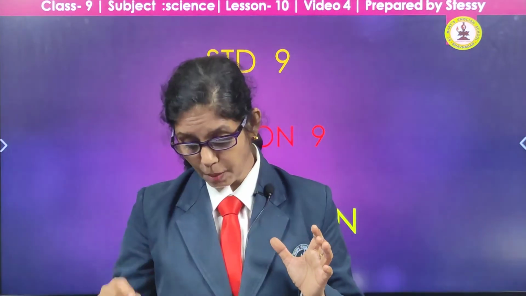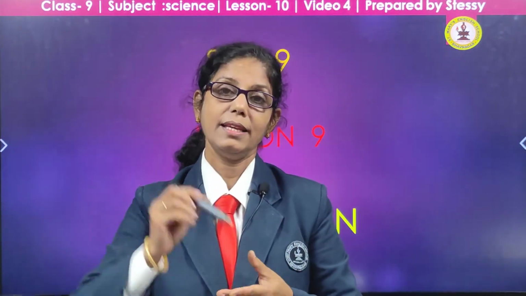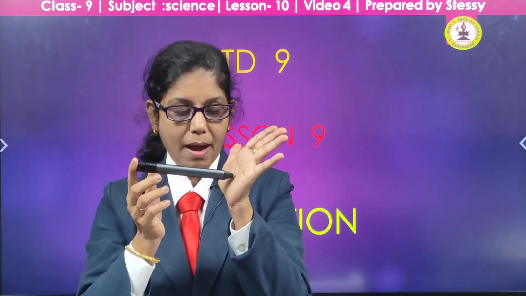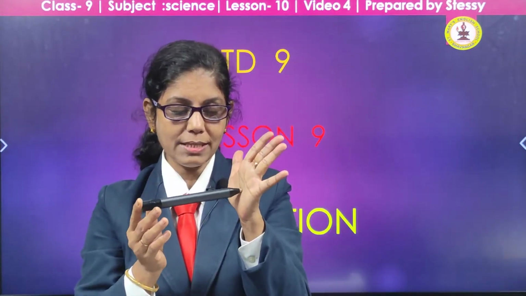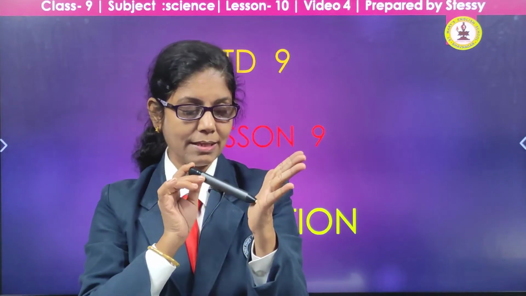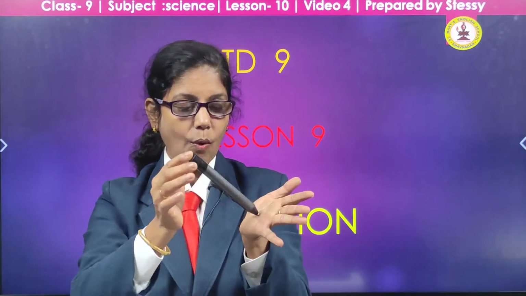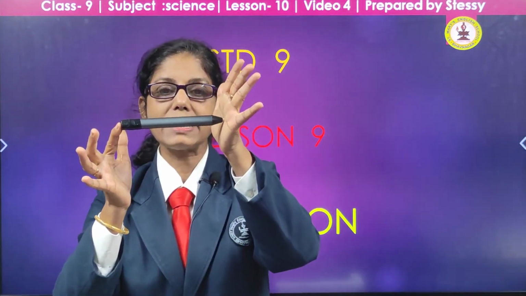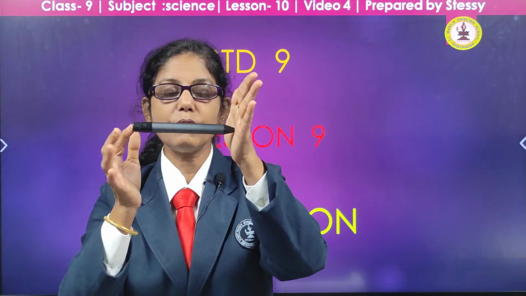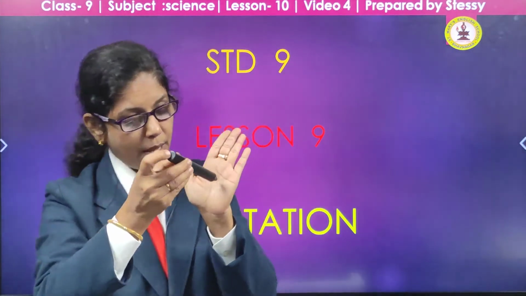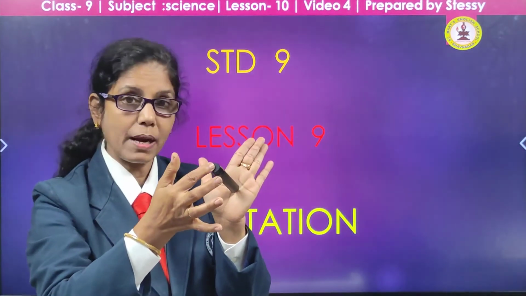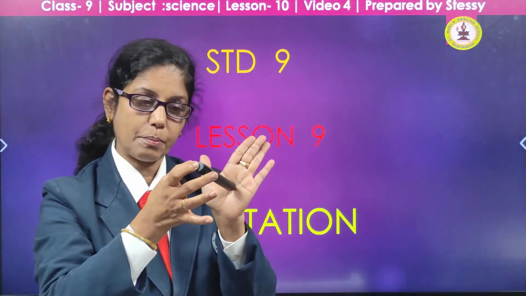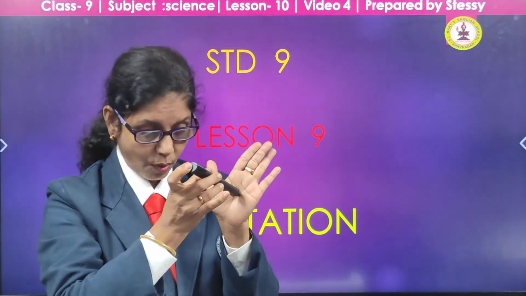So when you come to the point thrust, see here when I am applying a force on my palm, I can apply force like this, this way, or I can apply force like this. When I am applying force like this is the direction of the force and this is the surface. So when a force is applied perpendicularly to the surface, that perpendicular force is called thrust.